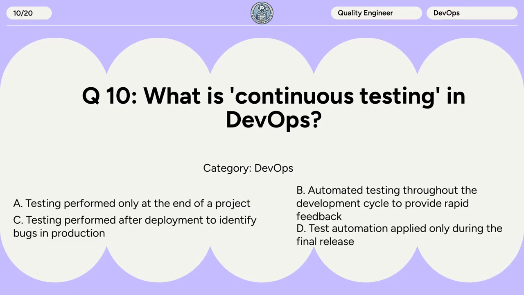Question 10. What is continuous testing in DevOps? A. Testing performed only at the end of a project. B. Automated testing throughout the development cycle to provide rapid feedback. C. Testing performed after deployment to identify bugs in production. D. Test automation applied only during the final release.